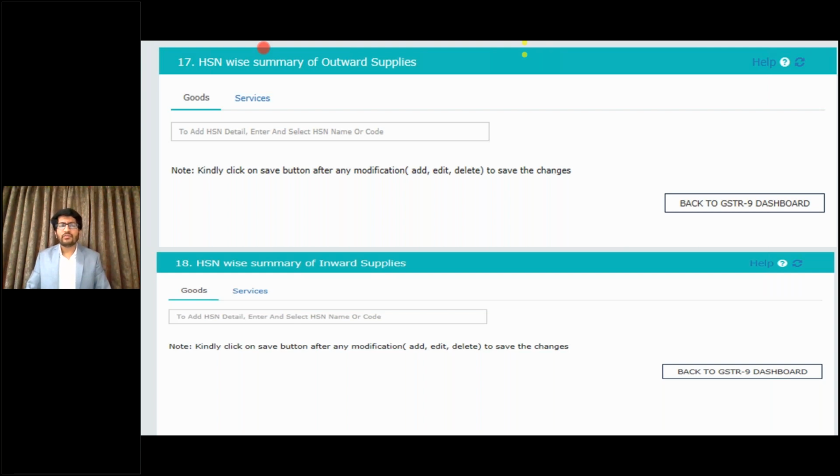In respect of the HSN wise summary of inward supplies, we are not required to report each and every inward supply. Only the inward supplies which constitute more than 10% of my total inward supplies, not of my sales, of my total inward supplies, are to be reported in table 18.